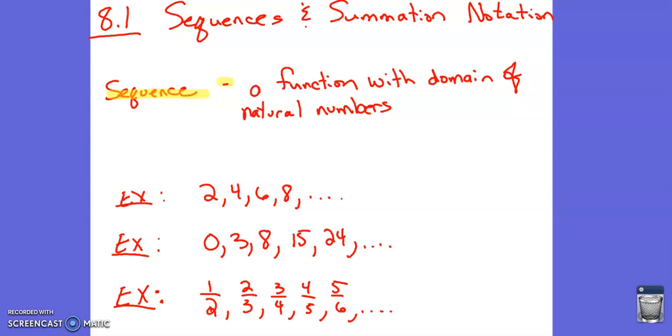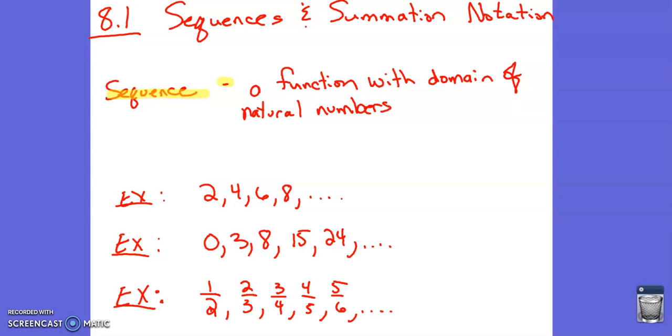Let's look at the next example. 0, 3, 8, 15, 24, blank, blank, blank. So what would be the next number? The next number after that, the 100th number. And then the last one, we have 1/2, 2/3, 3/4, 4/5, 5/6, and then dot, dot, dot. So what would be the next number, or what would be the 100th number?